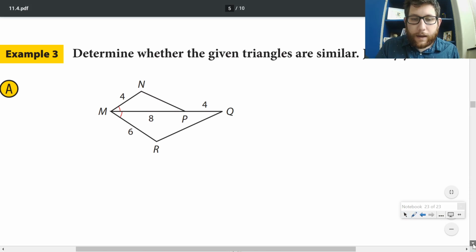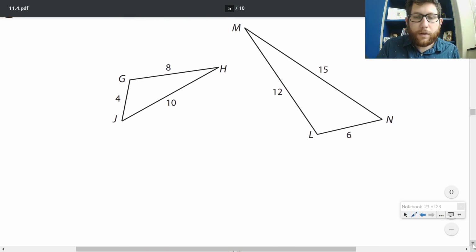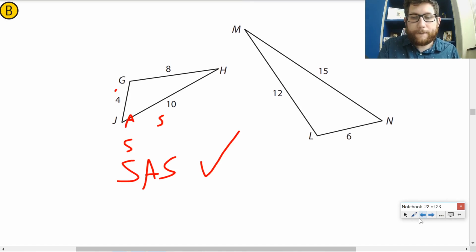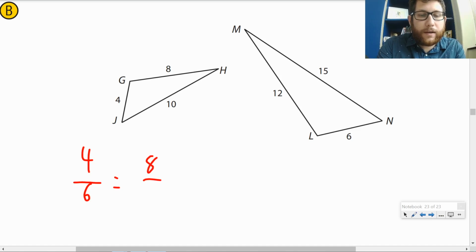So we've got this guy right here. Do I know if these triangles are similar or not? Well, again, let's take a look. I'm going to set up my proportions. Now, how do I know which side matches with which? Well, I'm going to pick the smallest, 4 over 6. Put medium over medium, 8 over 12. Then largest over largest, 10 over 15.